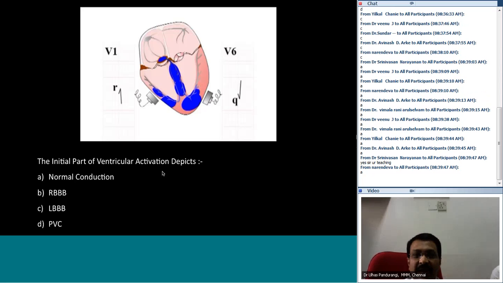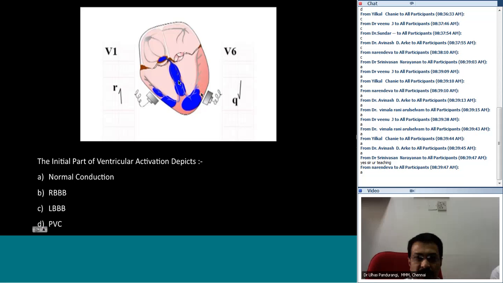Excellent. This is so very essential in understanding electrocardiology, especially when you are dealing with bundle branch blocks, etc. The initial ventricular activation is so very important to understand.